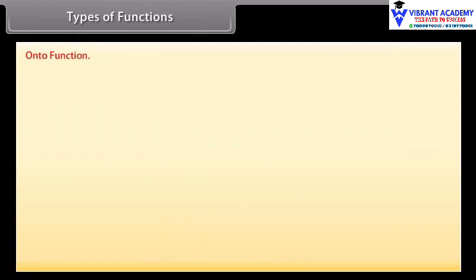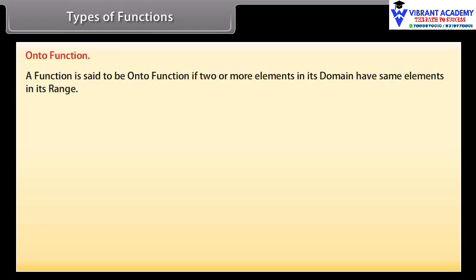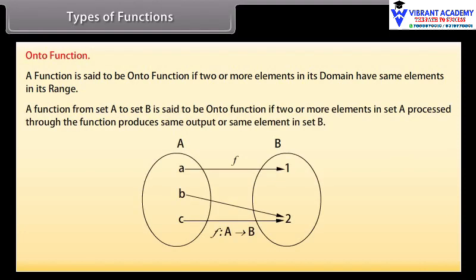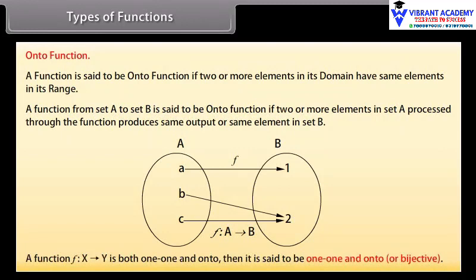Onto function. A function is said to be onto function if two or more elements in its domain have the same elements in its range. Or a function from set A to set B is said to be onto function if two or more elements in set A processed through the function produce the same output or the same element in set B. A function f from X to Y that is both 1-1 and onto is said to be 1-1 and onto, or bijective.